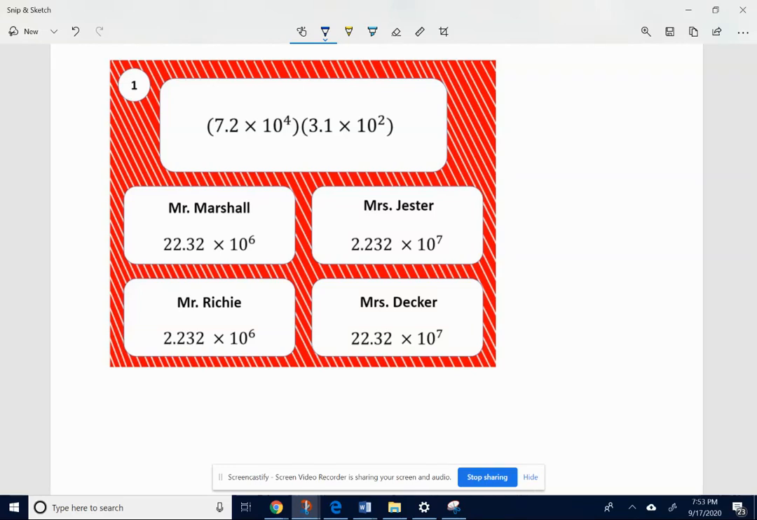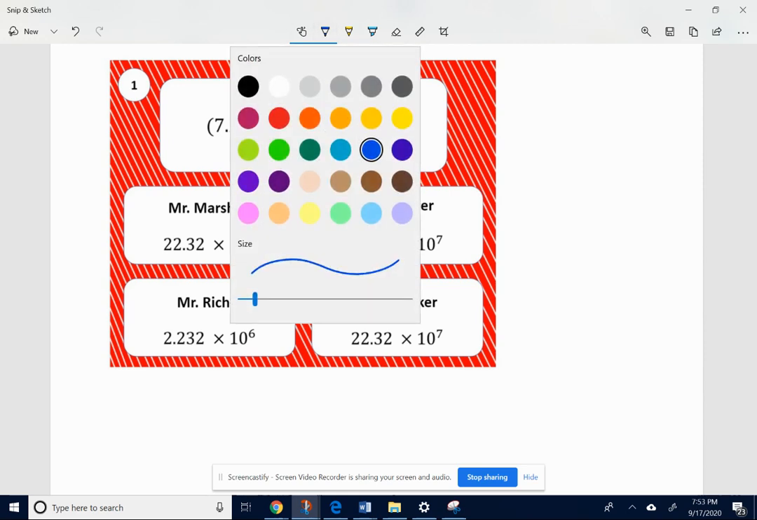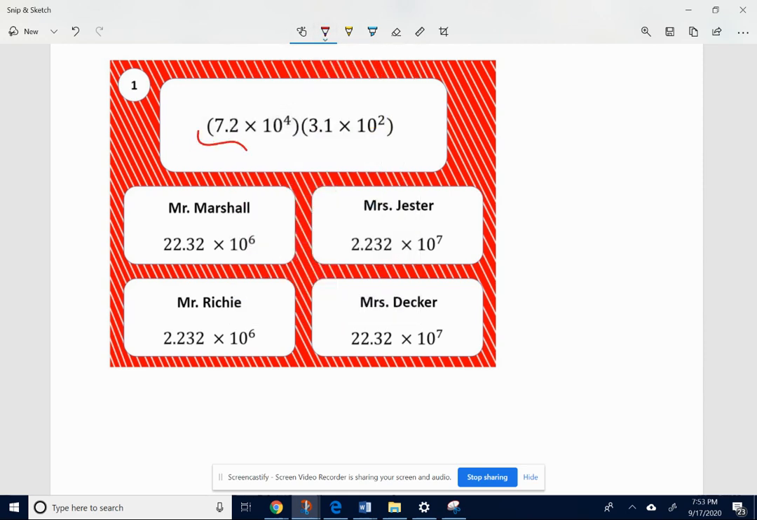Okay, let's look at number one without that shortcut, without the shortcut of multiplying the decimals and then adding the exponents. If you just do not like that shortcut at all, the other way to do it is to take both of these numbers and change them into standard form. Multiply those two numbers together, because this is a multiply problem, and then put that answer back into scientific notation.